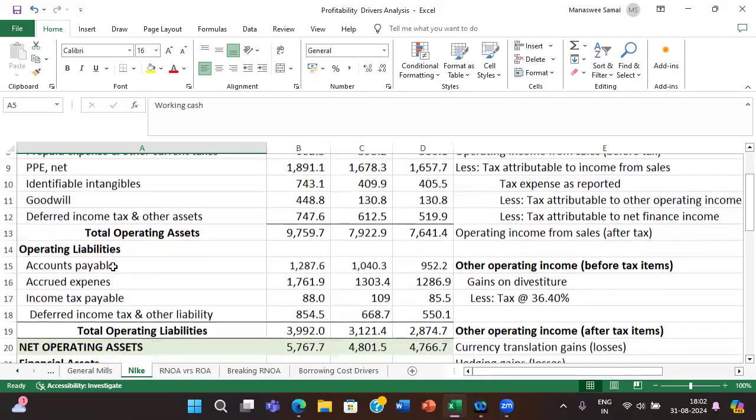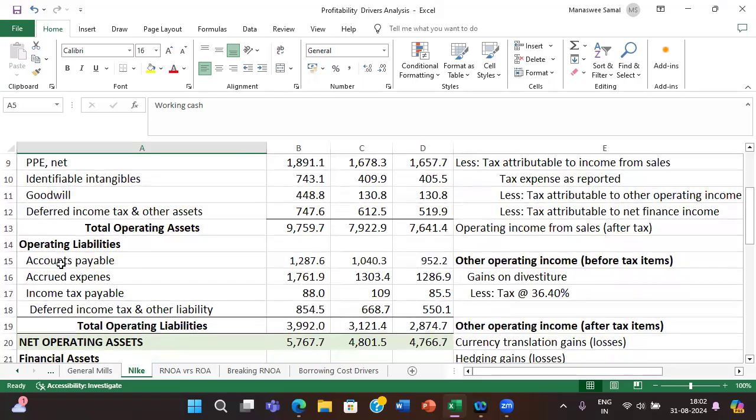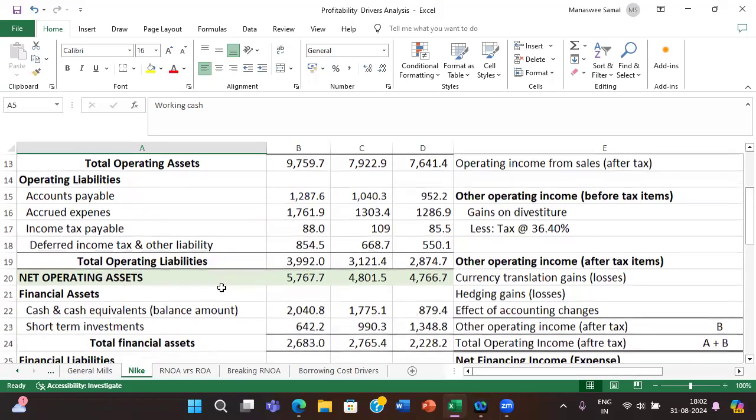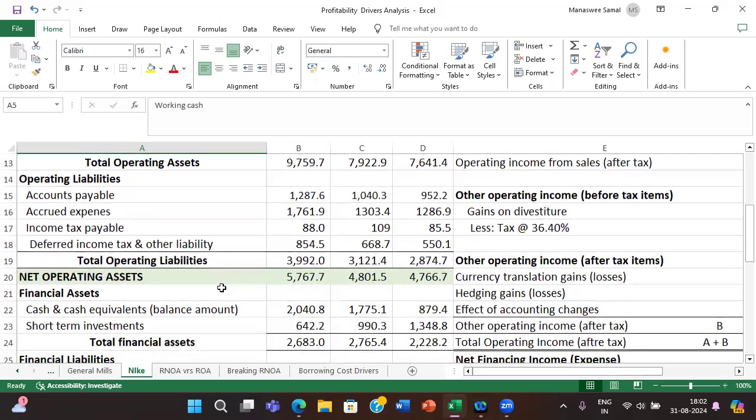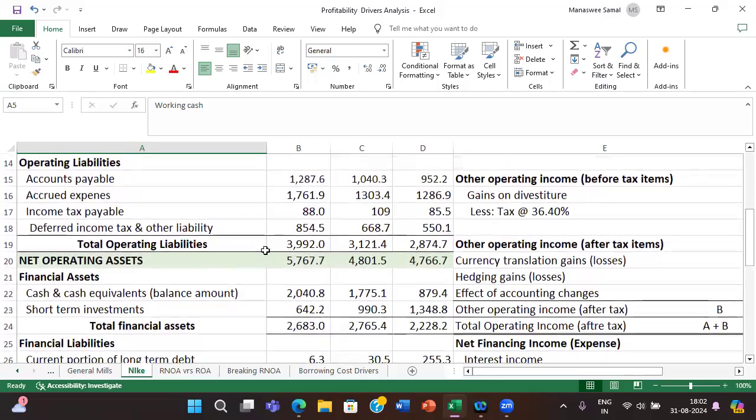So then, as usual, you have operating liabilities, accounts payable, and you have DTL also, deferred income tax liability, and accrued expenses, means expenses payable, etc. They are very simple items, nothing to explain further.